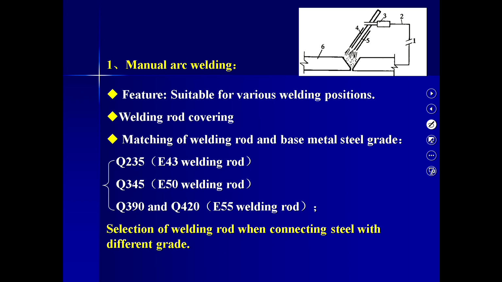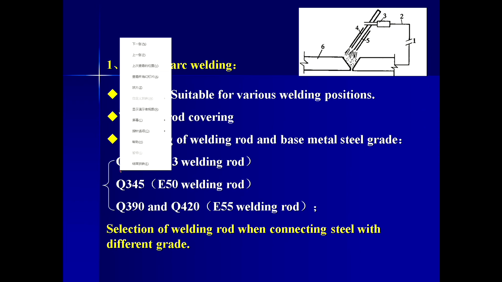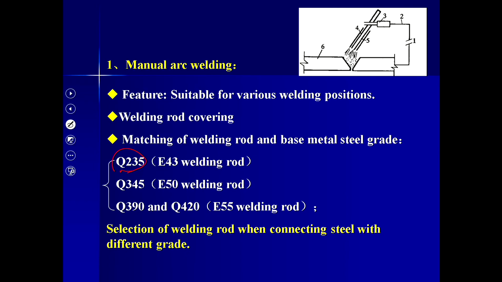Now from here you should know that normally with Q235 steel, this is the steel grade, this is the steel behavior, and E43 is the welding rod. In this way we normally combine them together. When you choose Q235, you choose E43 to be used. And when you choose steel with a yield strength of 345, then we use E50 welding rod.